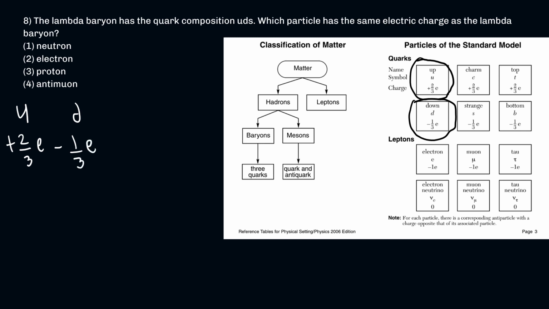Again, this is on your reference table on page 3. The next one we have is S, which is directly next to down, and that is strange. That is also the same charge as down. That is negative 1/3 E.